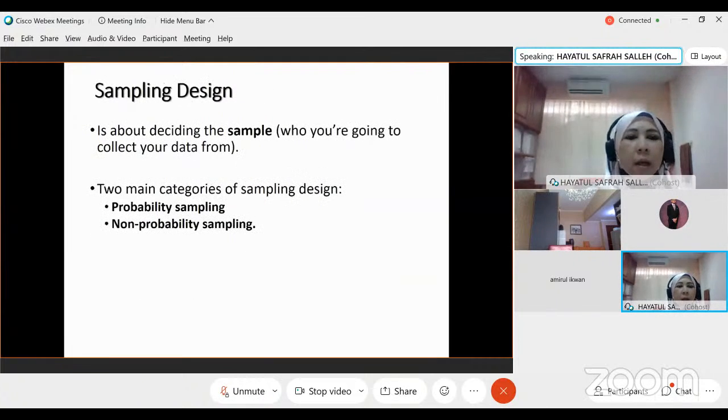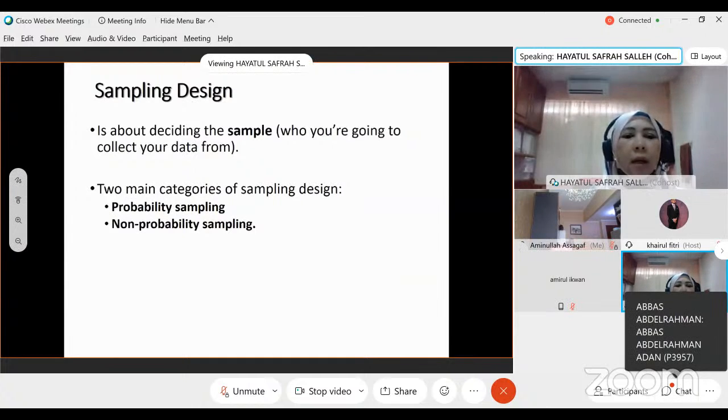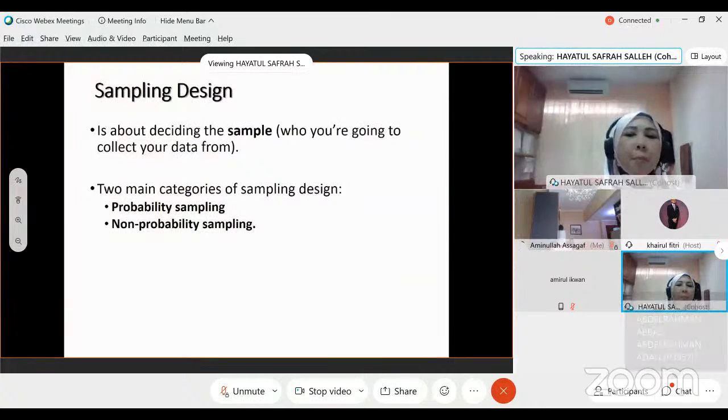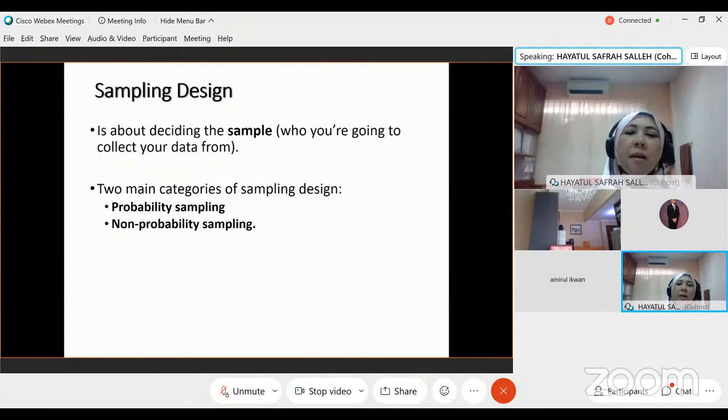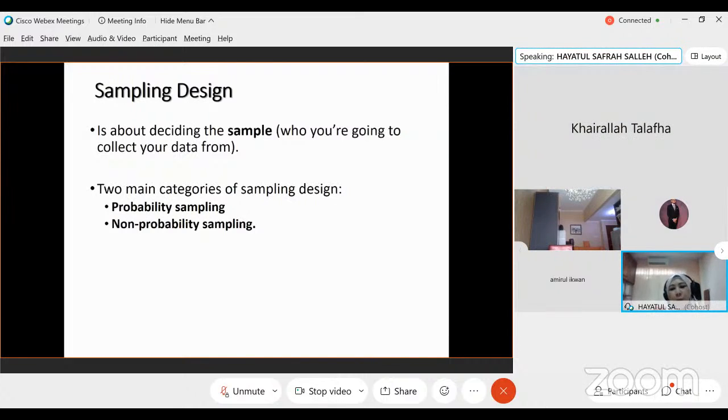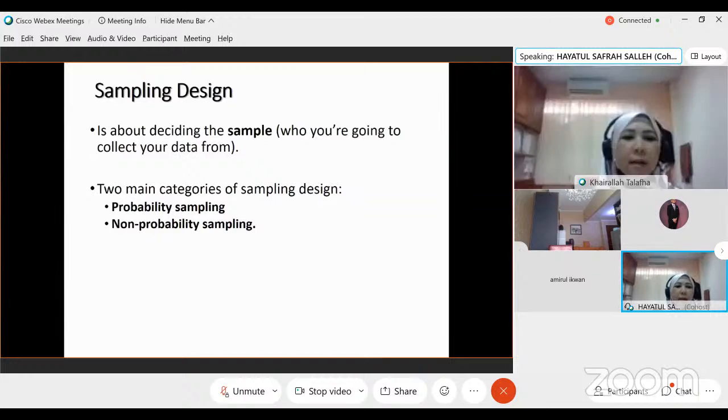Okay. Now we look at sampling design. Sampling design is about deciding the samples. What are samples? Samples are who you are going to collect your data from. That is your samples. And samples come from the population. From the big population, there is a slice of the population that we call samples.